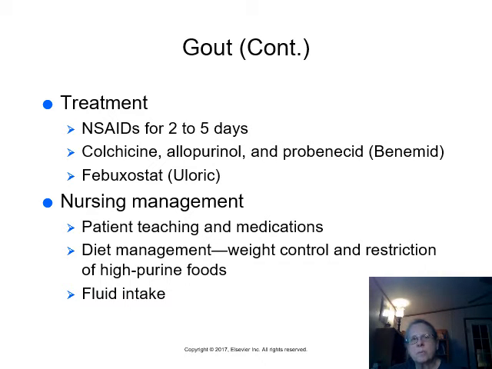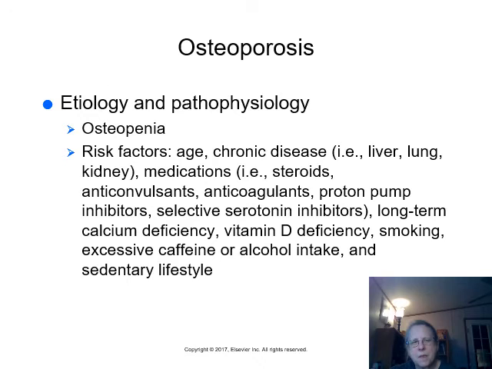Treatment, we're going to place them on NSAIDs like your ibuprofen for 2 to 5 days. If it's chronic, we're probably going to put them on allopurinol, probenecid, oral uricosuric treatment. Once again, we need to teach these patients about these medications, about their diet, and making sure of appropriate fluid intake as well.